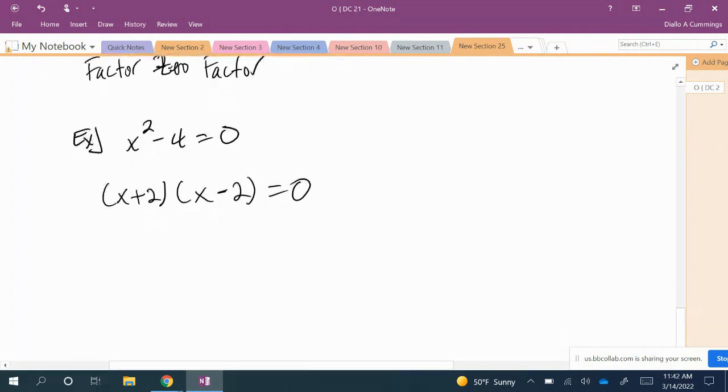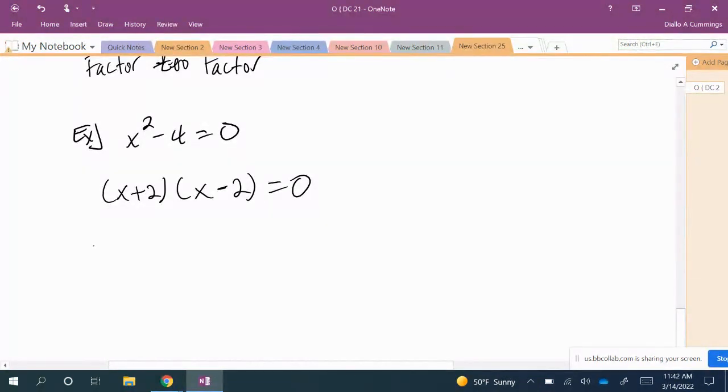And now we can use the zero factor property. It says that we can take every factor and set equal to 0. So notice once we do that, we now have linear equations, so we can isolate for the variable x. So if we take the first equation, x plus 2 equal to 0, we can solve it for x by subtracting 2 from both sides. So we have one solution is -2. And if we were to solve for x in the second equation, we would have +2.